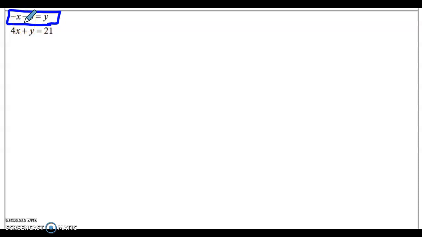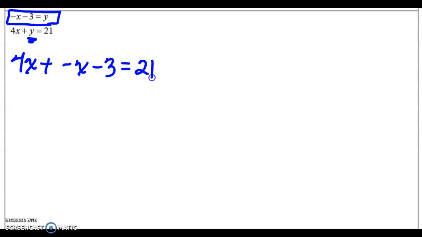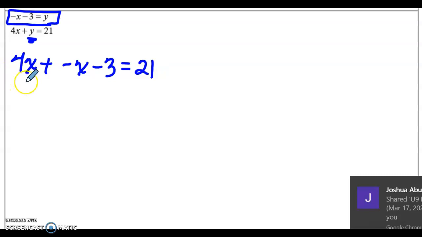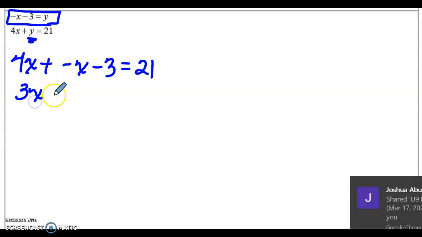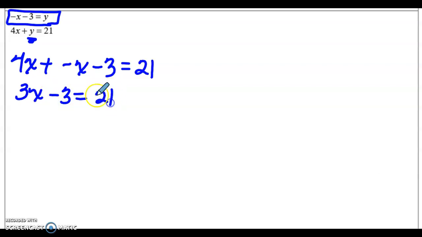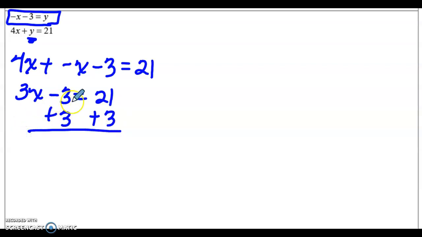So we're going to go into our other equation that we did not box off. We're going to take out the y. And in place of the y, we're going to put negative x minus 3. We're going to combine like terms over here and get, this is 4x plus negative x is 3x. Then we're going to get 3x equals 24. Divide by 3. X equals 8.